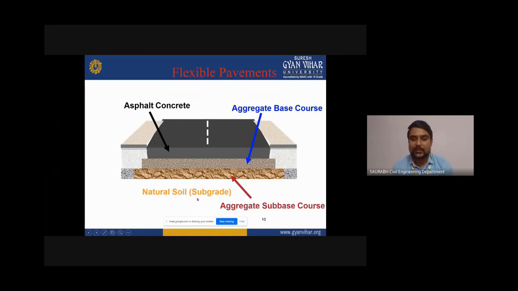As you can see here, there is subgrade. Subgrade means the natural soil which is at the bottom of the pavement, and after that there will be aggregate sub base course. After that, there is also one more aggregate sub base course. There is a difference between aggregate sub-base course and aggregate base course, and on the upper side there will be asphalt concrete.